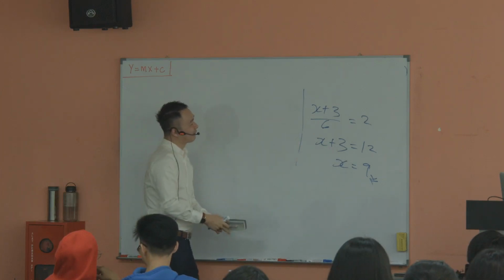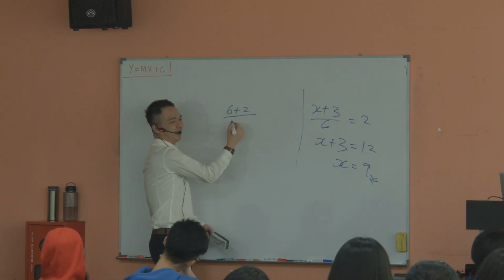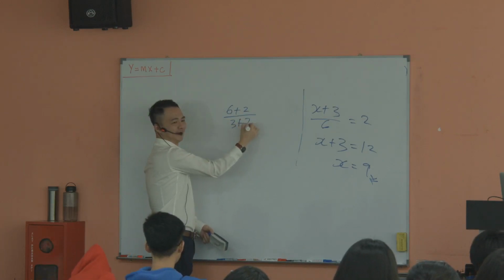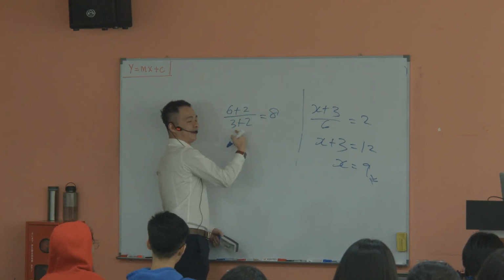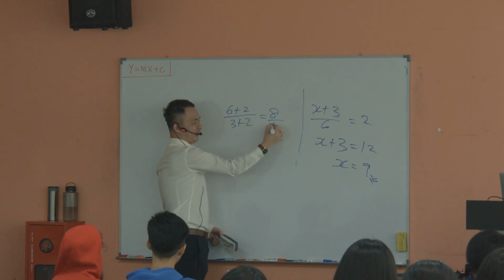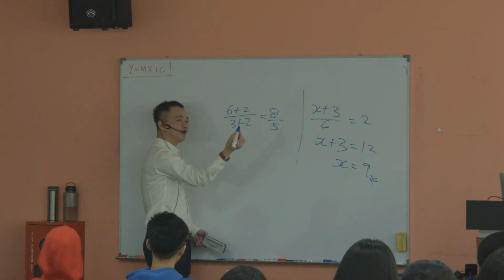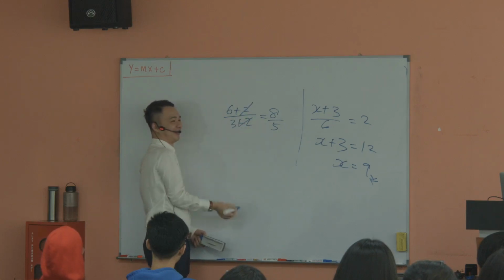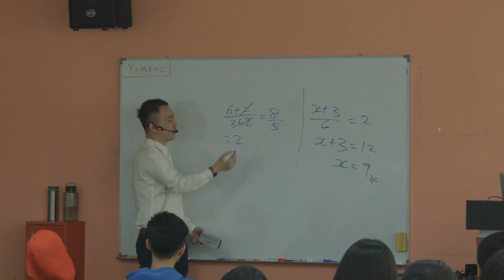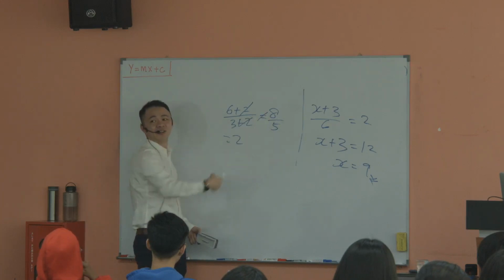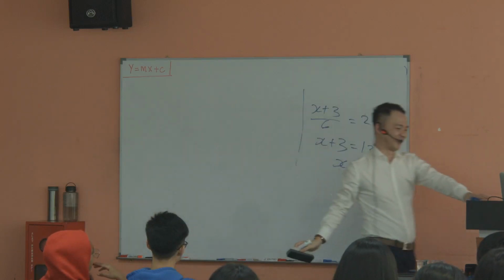Let's see. So let's say I have 6 plus 2 over 3 plus 2. What is this? 6 plus 2 equals to 8. 3 plus 2 equals to 5. This value is 8 over 5 or 1.6. If I assume I can cut like this, 6 over 3 is, so which is not the same, isn't it? So therefore, you can never cut like that. Don't make this kind of mistake.